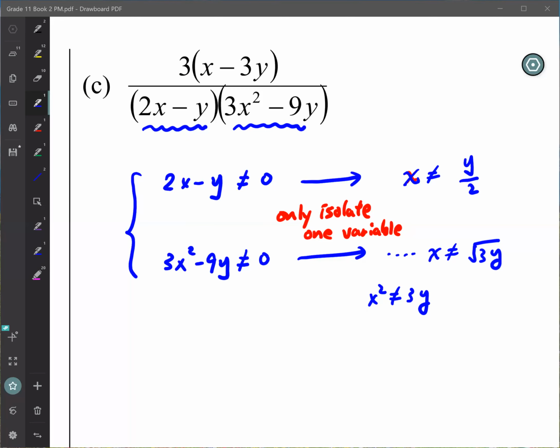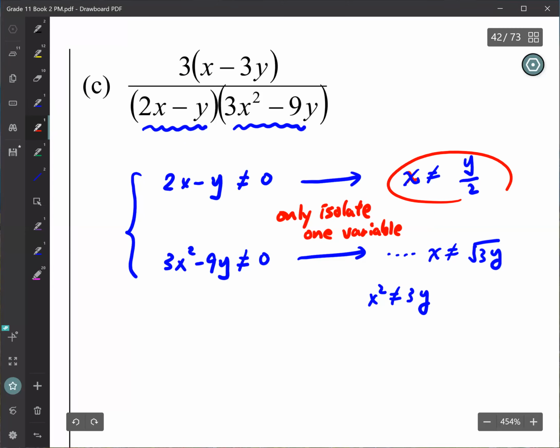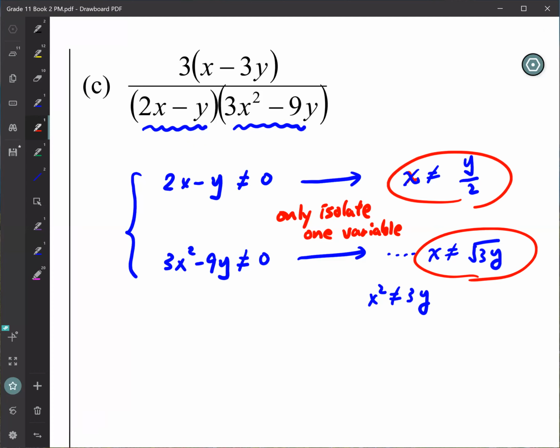Serena? The end answer. Yeah, what about it? Are we forgetting something? y over 2 and root 3y does not equal x. Yes, that's what we got so far, right? We got those two. But what else are we missing? There should be another restriction. Is it plus or minus the square root of 3y? Yes, very good. Thank you so much.